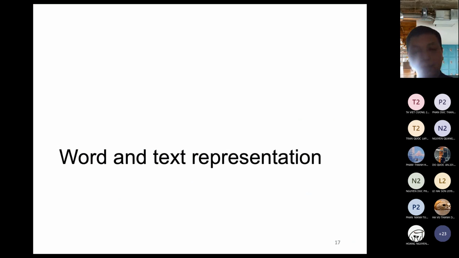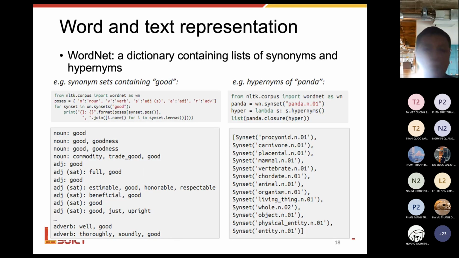Okay, now we discuss the second part of the lesson. Here we discuss word and text representation. To represent words and text in the past, we mostly used WordNet. It is a dictionary containing lists of synonyms and hypernyms. This is an example of using WordNet. For example, we can use WordNet to find the synonym set of wood.